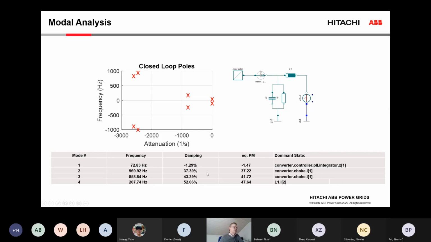It's also for some other modes here that in this case are well damped. We can see that they are.